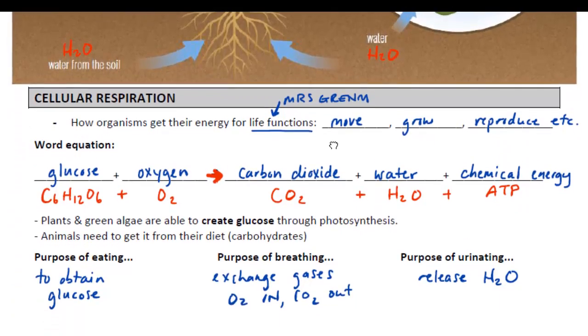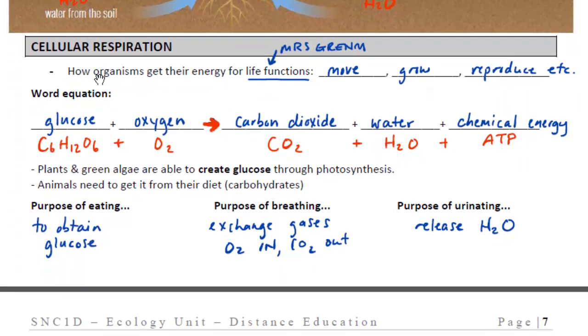Then we've got cellular respiration. This is how organisms get their energy for all of their life functions, which was the Mrs. Grenham thing we talked about earlier. When they move and they respire and they're sensitive to the environment and they grow and they reproduce, they have nutrition requirements and excretion, and they also manufacture products. So they need to do all those things to be alive, and this is how they get their energy.